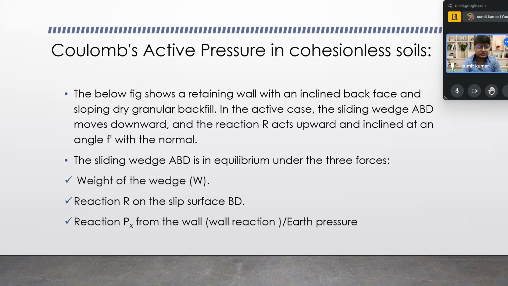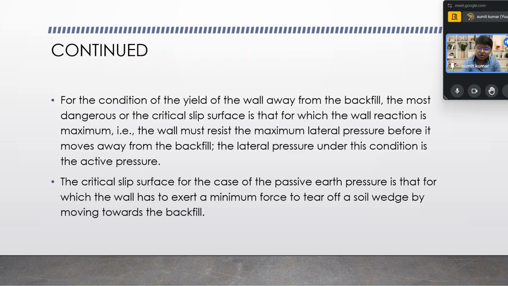When we talk about the condition of the yield of the wall away from the backfill, the most dangerous or critical slip surface is that for which the wall reaction is maximum, and the wall must resist the maximum lateral pressure before it moves away from the backfill. The lateral pressure under this condition is the active pressure. The critical slip surface for the case of passive earth pressure is that for which the wall exerts a minimum force to tear off the soil wedge by moving towards the backfill.